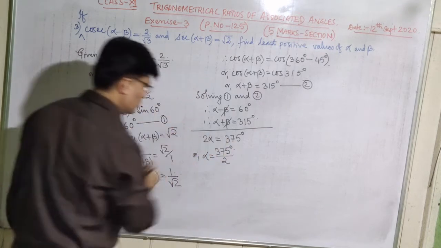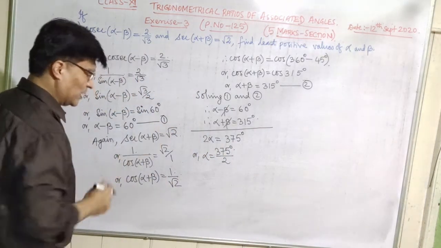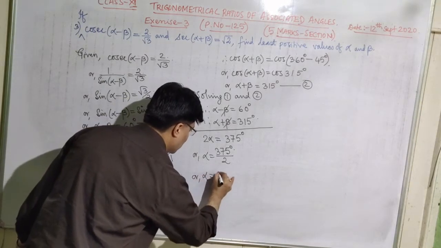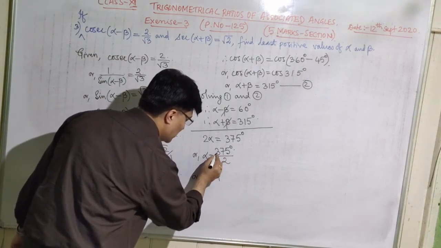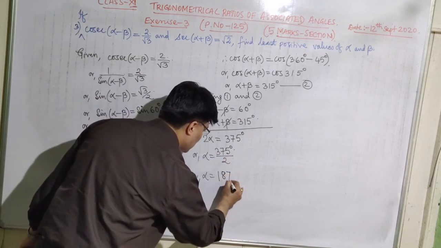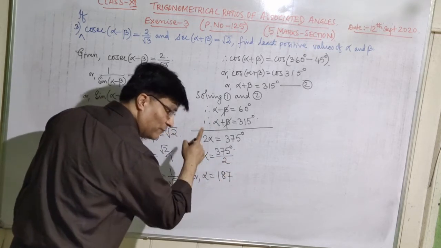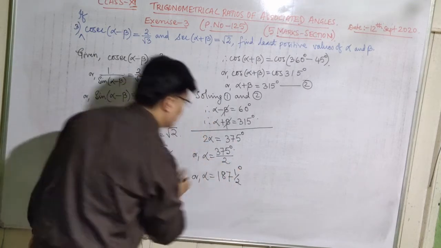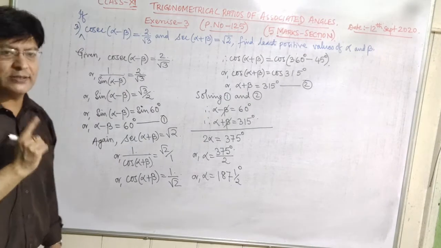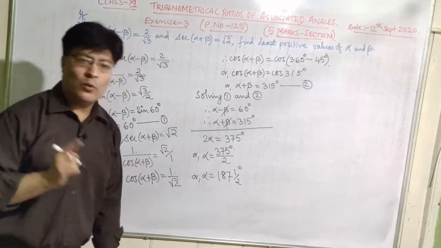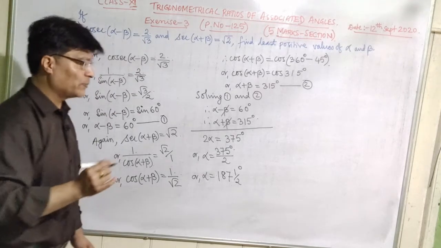375 degree divided by 2. So let us write down the angle as a mixed fraction. So alpha is equal to 2 1s are 2, 3 minus 2 is 1, 17, 2 8s are 16, 15, 2 7s are 14, 15 minus 14 is 1. So it is 187.5 degree. This is one of the answers. That is, alpha is equal to 187.5 degree.